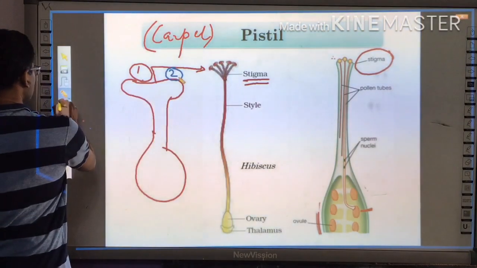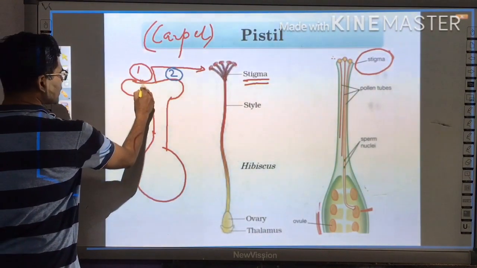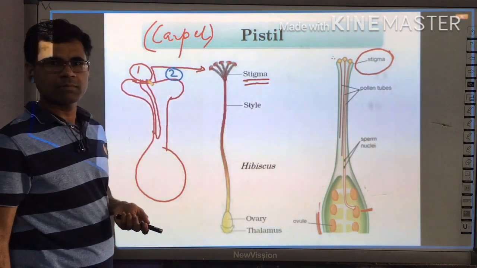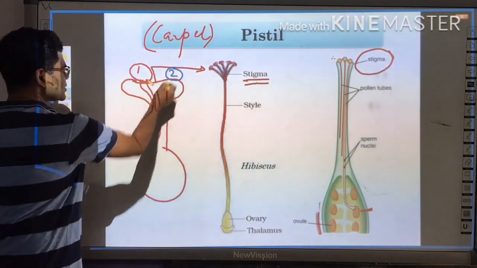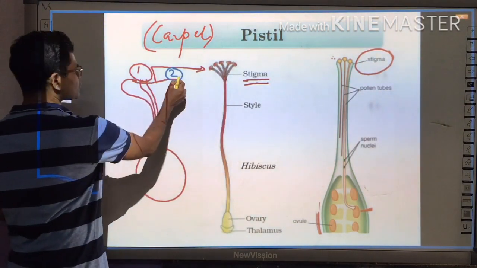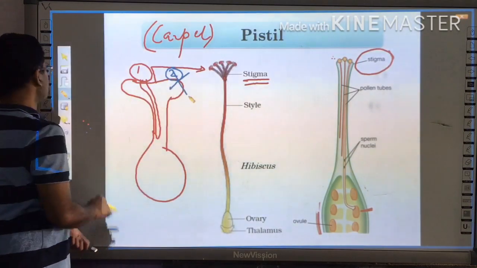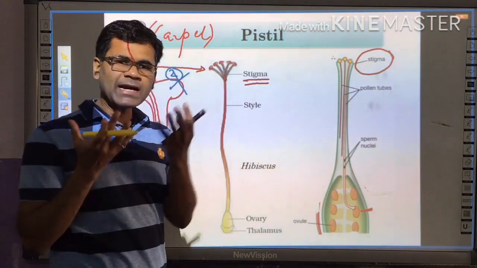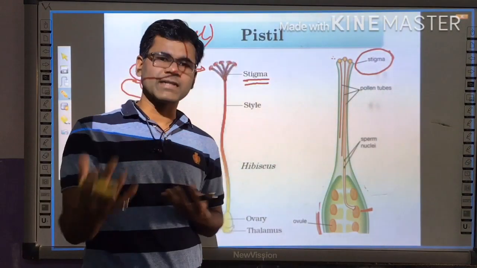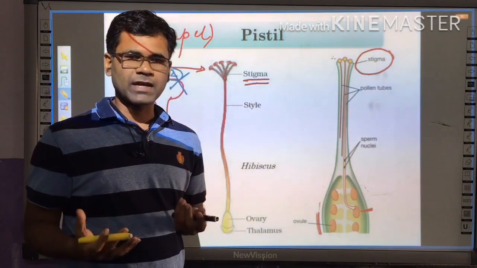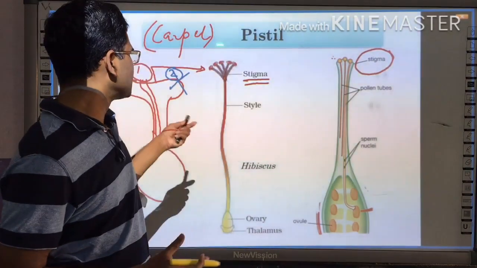Then this pollen grain 1 undergoes pollen tube formation. It will develop into a pollen tube. And pollen grain 2 does not belong to the same species, so this pollen grain does not form any type of pollen tube. That is called a pollen-pistil interaction, and that is also called a compatibility check of a gamete. So that is the function of the stigma.